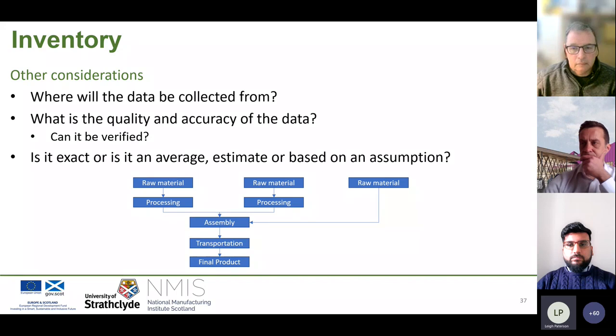It's quite often demonstrated the inventory stage through a flow model diagram. This is just to really help keep track of what you're looking at. So for example, here you can see that 2 raw materials go through processing before assembly, whereas perhaps a third one comes in direct. This is a good way of keeping on top of the fact that whilst you've got one product, you've got 3 raw materials that you need to get data for. So it's always advised to do a flow model at the start. Next slide, please.